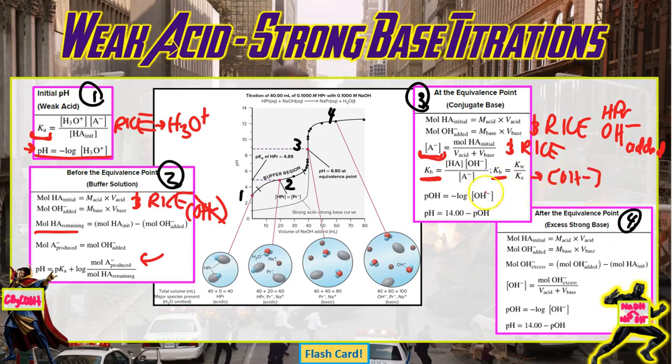Once you know the concentration of OH minus, you can go ahead and get the pOH. Once you know the pOH, you can get the pH by taking 14.00 minus the pOH value you got.